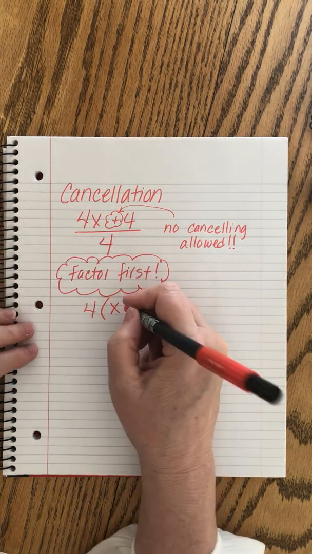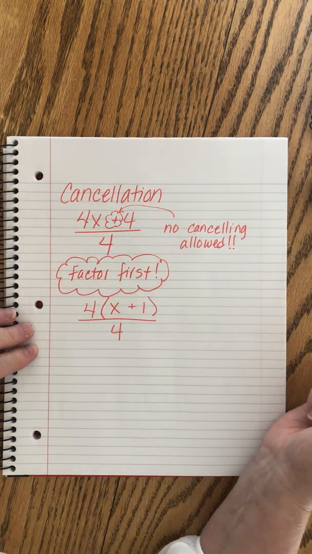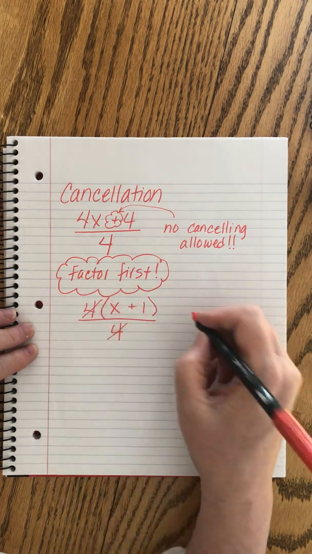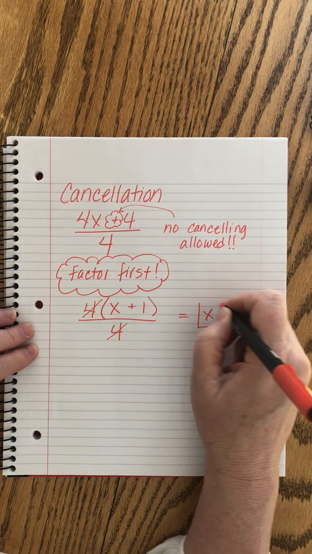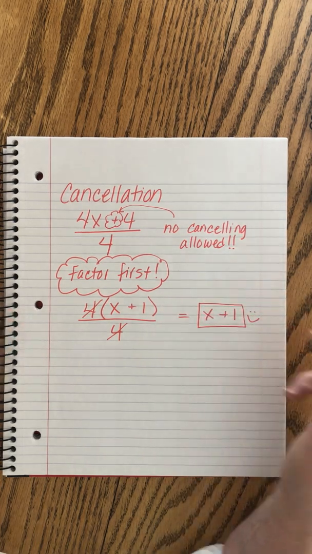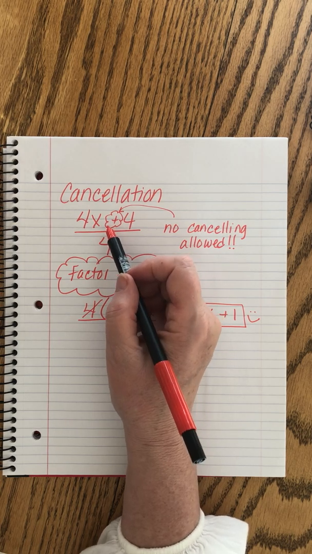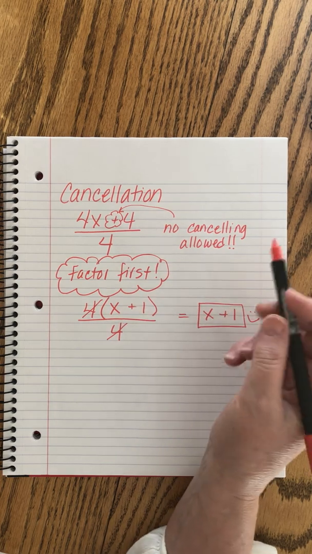It takes the whole second term, so we have to use a 1 as a placeholder. Right? So we factor. Now we can cancel. And our answer is x plus 1. Isn't that cute? So if there's addition or subtraction, there's no automatic canceling allowed, but you can factor first, and then you may be able to cancel, like this one.